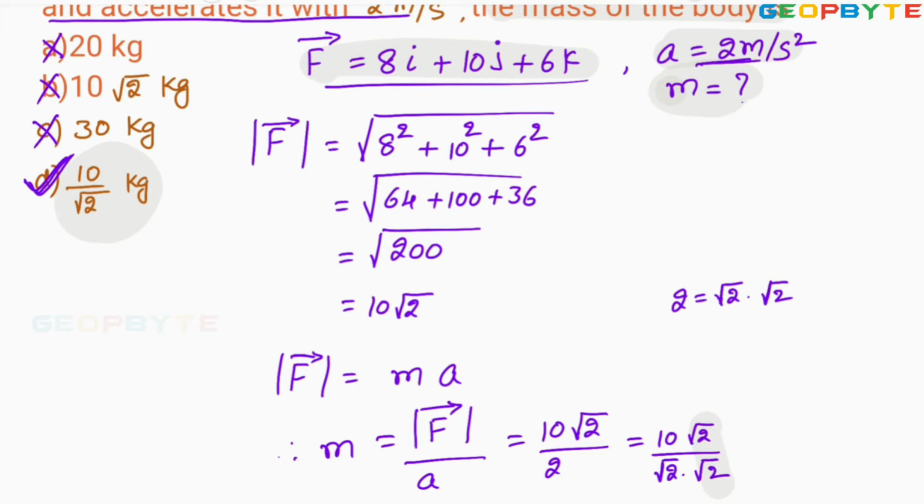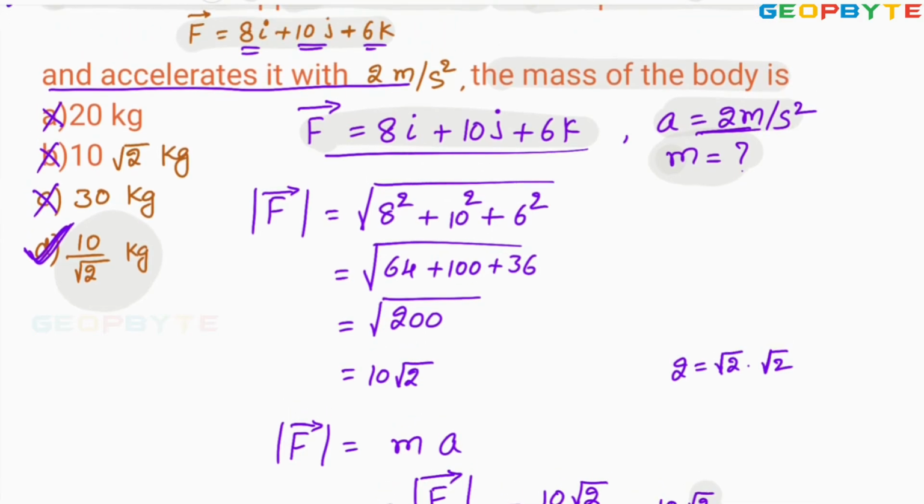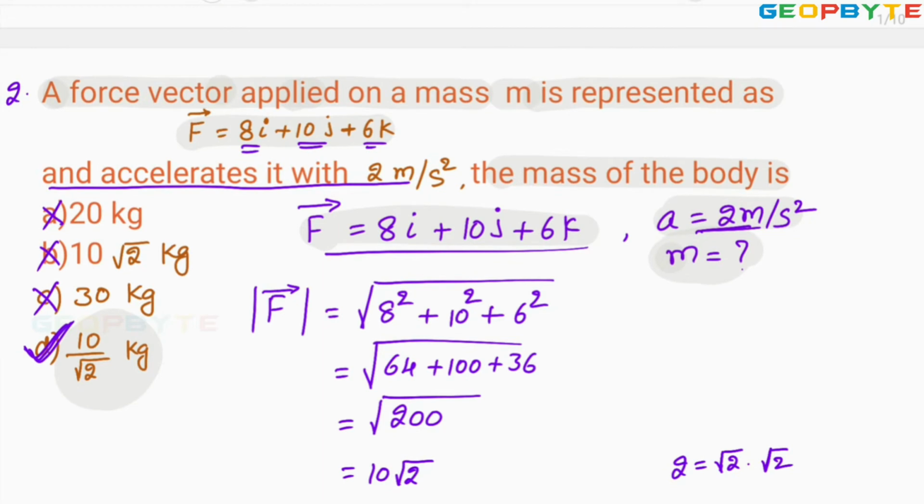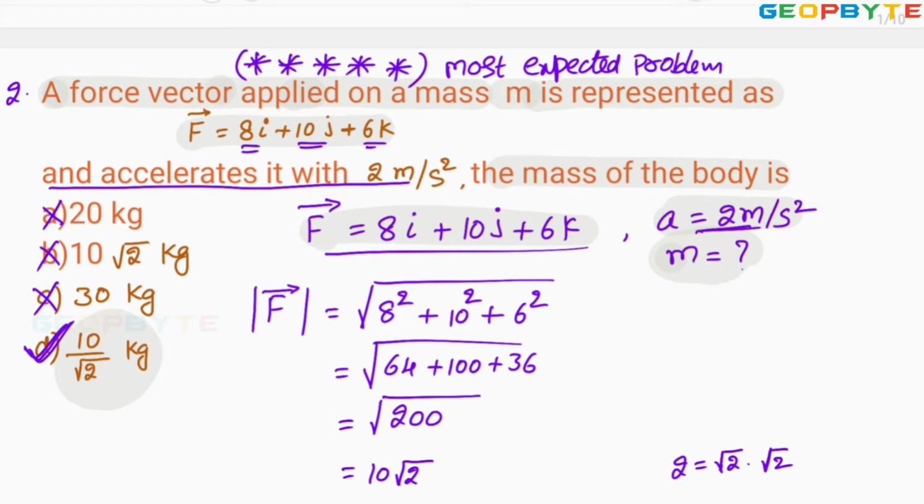I hope you got my point. This is also an equally important problem. That's why I am making this also a most expected problem, the 5-star problem. 5-star problem means most expected problem in the competitive exams. I hope you got my point. Let us take the next problem.